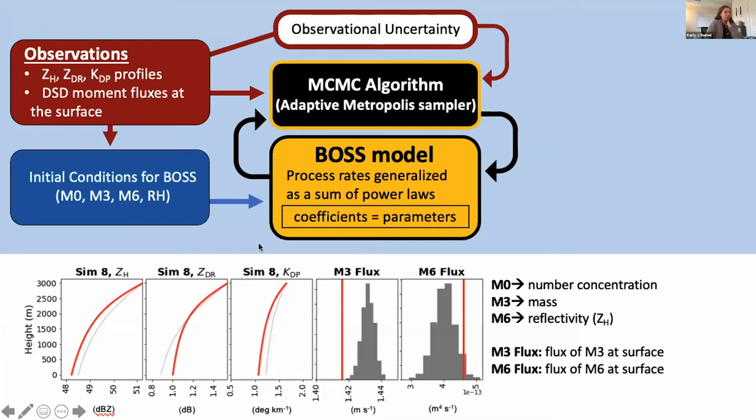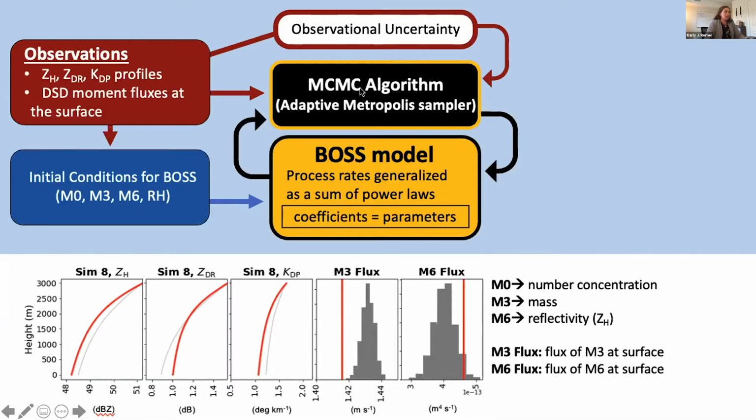With this in mind, we constrain BOSS with profiles of ZH, ZDR, and KDP below cloud base, where currently we're using observations that are simulated from bin model simulations so that we can compare what BOSS produces back to some sort of truth. The red lines here represent our observations of ZH, ZDR, and KDP. And then we're also constraining with moment fluxes at the surface of our prognostic DSD moments. Here I'll be prognosing with the third and sixth moments of the drop size distribution. So we have our observations and our initial conditions from our bin simulations.